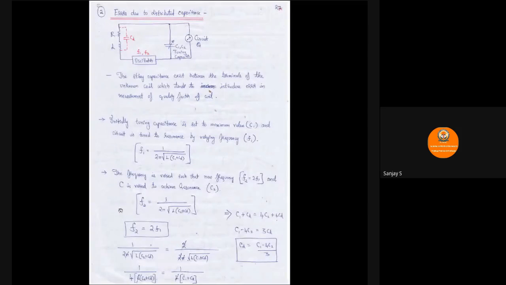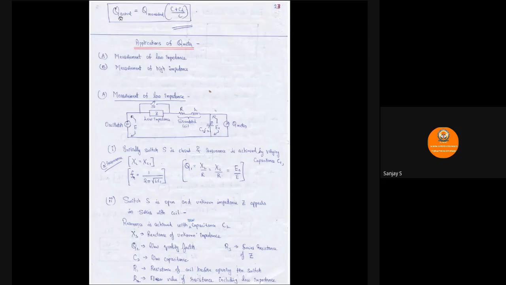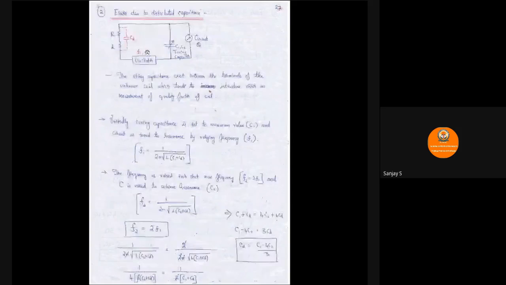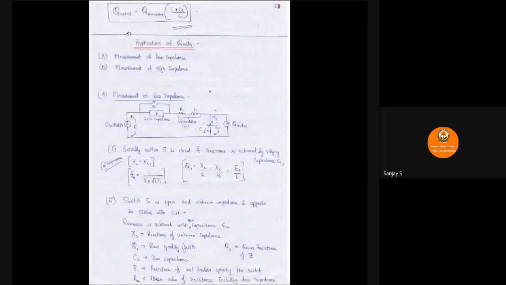So Q actual will be equal to Q measured into C plus CD divided by C. This is the error due to distributed capacitance. In the next session, we'll go for applications of Q meter.